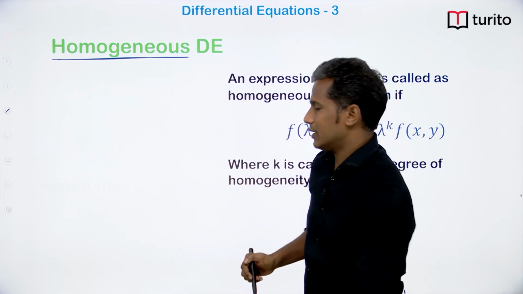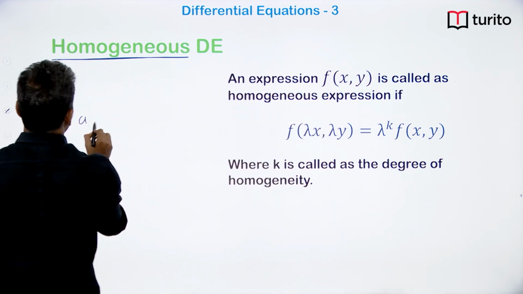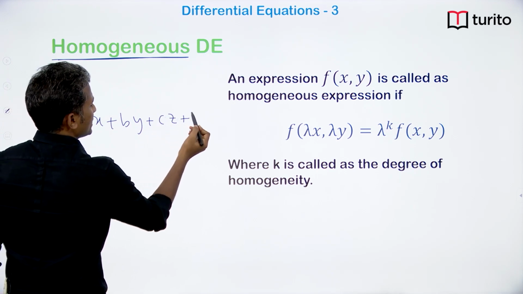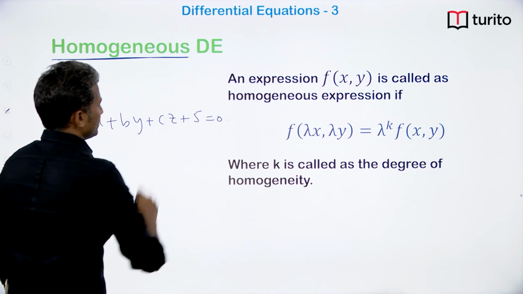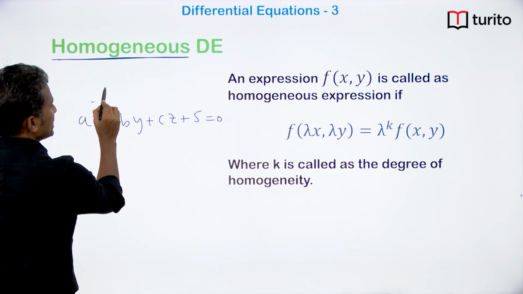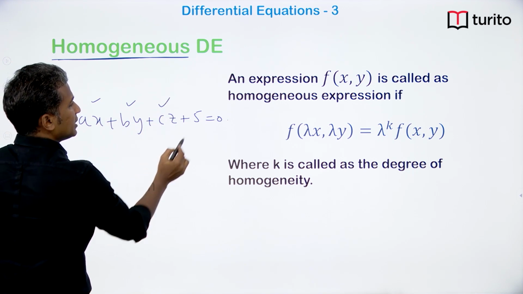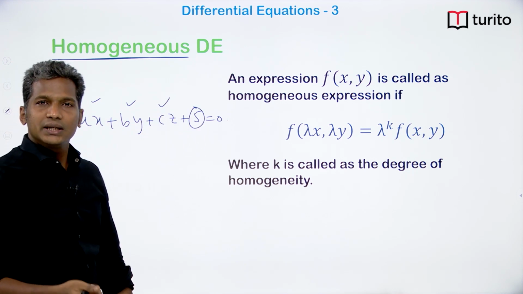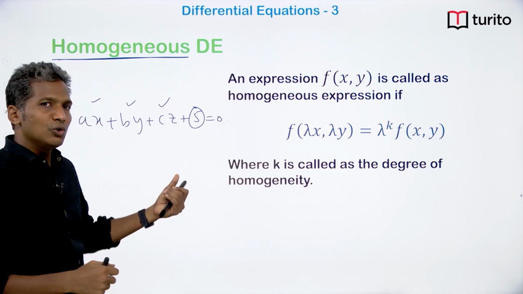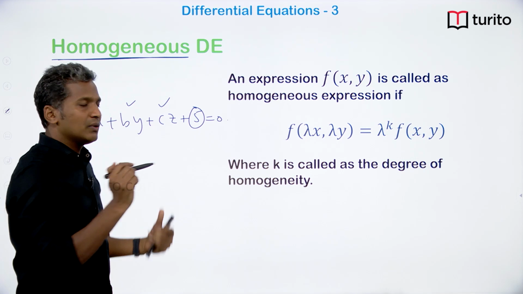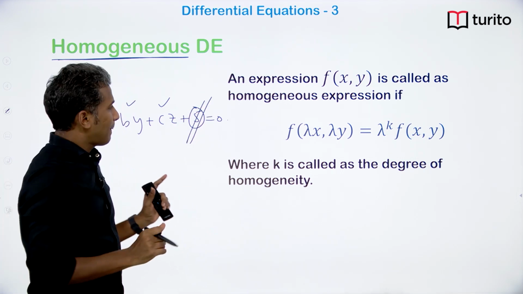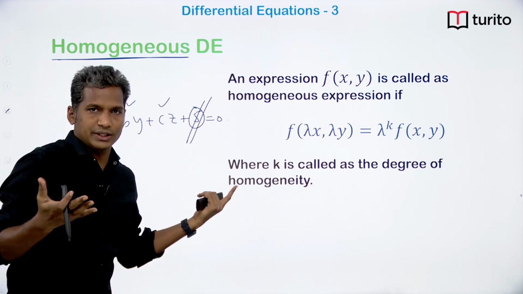For example, let us say I take this equation ax plus by plus cz plus some constant phi equal to 0. Is this a homogeneous equation? Of course not, because this has degree 1, this has degree 1, this has degree 1, but this has degree 0. So, degree is not uniform, so it is not homogeneous. To make this a homogeneous equation, we have to make sure that the constant term is not present, right. So, it becomes a homogeneous equation.